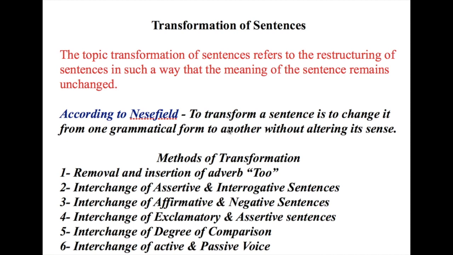So children, we can do this transformation by various methods. The methods that have been given here are: the first one, removal and insertion of adverb too. The second method is interchange of assertive and interrogative sentences. The third one is interchange of affirmative and negative sentences. The fourth one is interchange of exclamatory and assertive sentences. The fifth one is interchange of degree of comparison. And the sixth one is interchange of active and passive voice.